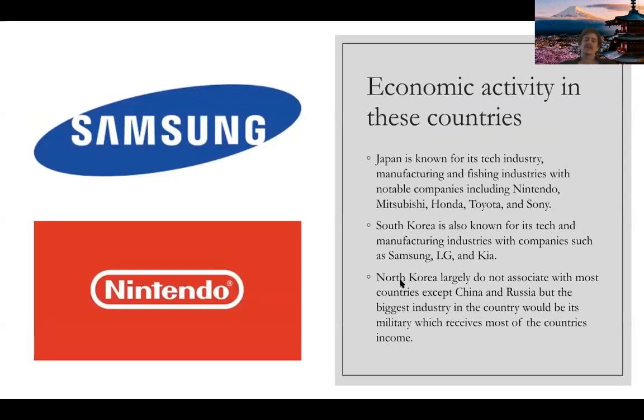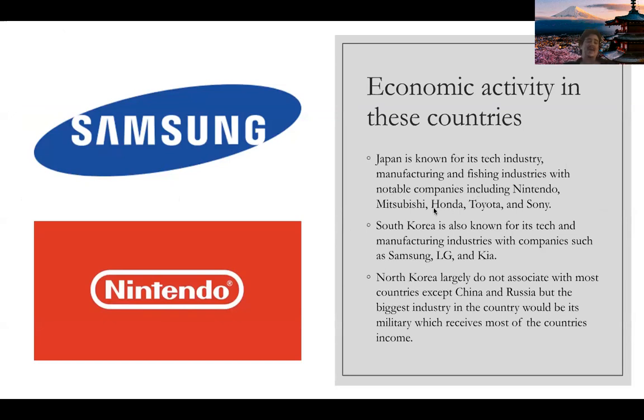Now, here is something that I want to focus a few minutes on, and that is economic activities in these countries. So, Japan and South Korea are very similar in what they do as far as industry goes. Both countries are known for their tech industries and also their manufacturing industries. And then Japan is also known for its fishing and maritime industry.